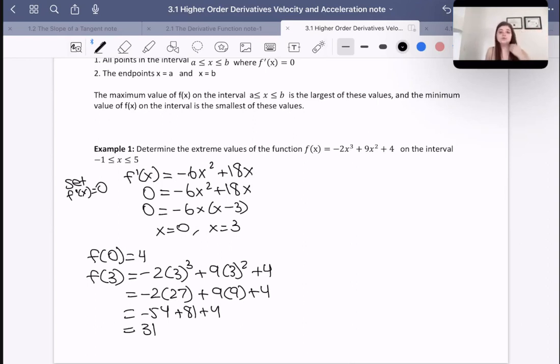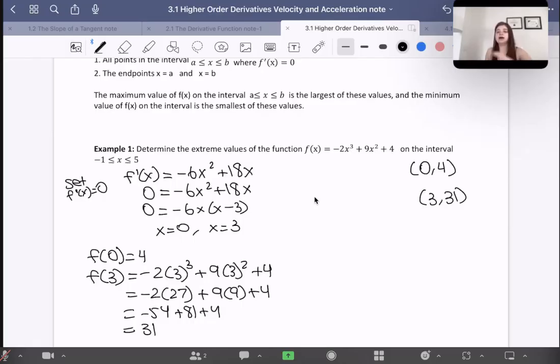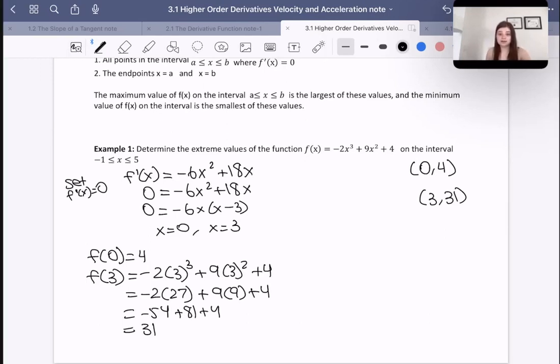So two extreme values so far that we have are, we know that at 0, 4, there is an extreme value, and at 3, 31, there's an extreme value. But what we don't know is, are they minimums or maximums, or what types, right? We need to continue on with the endpoints to know what types. So now let's find the endpoints.